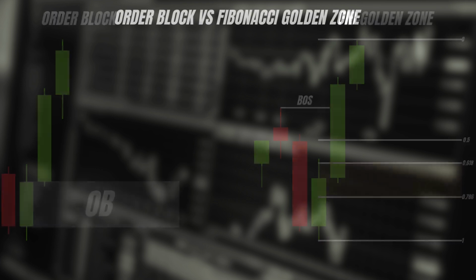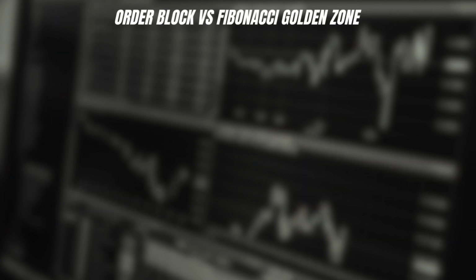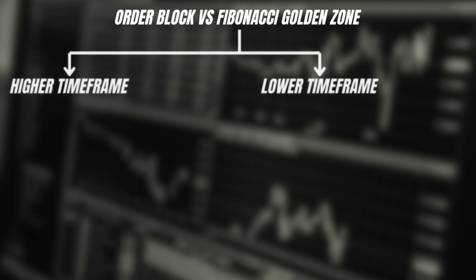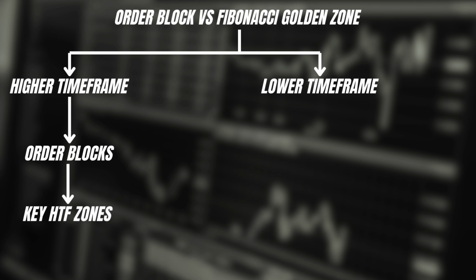Let's start comparing these two concepts by breaking them down across timeframes, because they behave very differently on the higher timeframe versus the lower timeframe. On the higher timeframe, we will only use order blocks, not the Fibonacci Golden Zone. We use order blocks to identify key higher timeframe zones that might influence price movement on the lower timeframe. Now, you might be wondering, why don't we use the Fibonacci Golden Zone on the higher timeframe? Well, there's a reason for that.